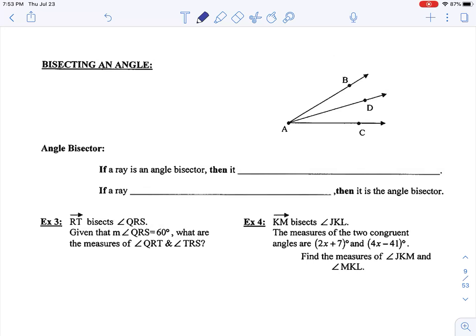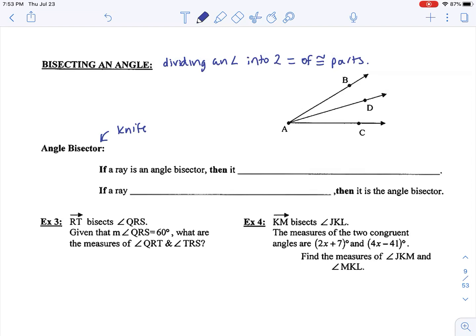For this lesson on page 8, we're going to talk about what an angle bisector is. So first, what does it mean to bisect an angle? It means that if you're bisecting an angle, you're dividing an angle into two equal or congruent parts. So an angle bisector is essentially, think of it informally as the knife.